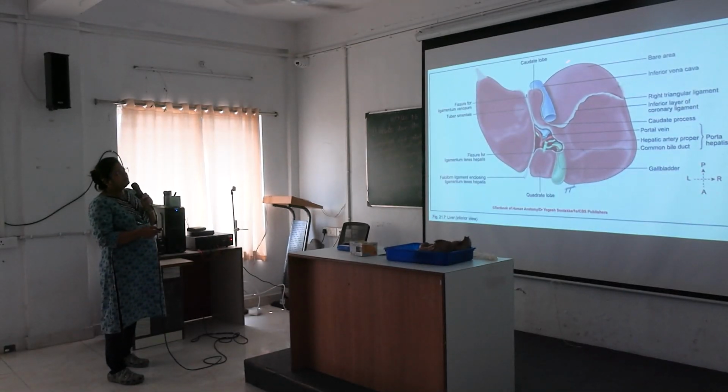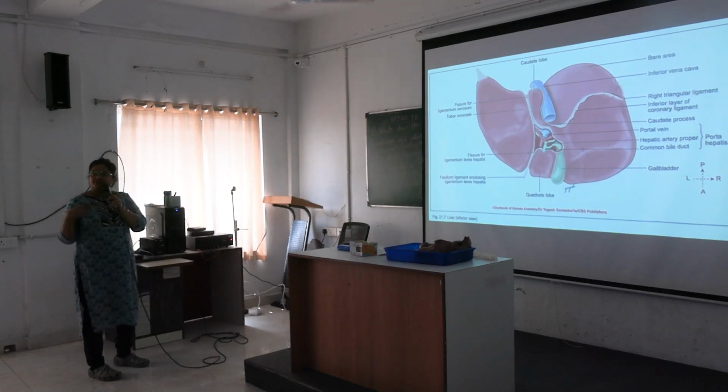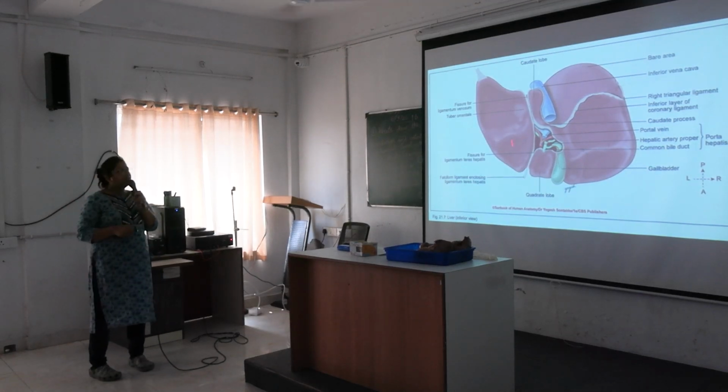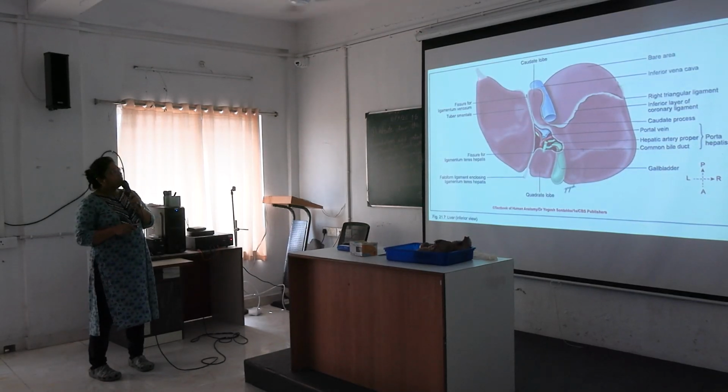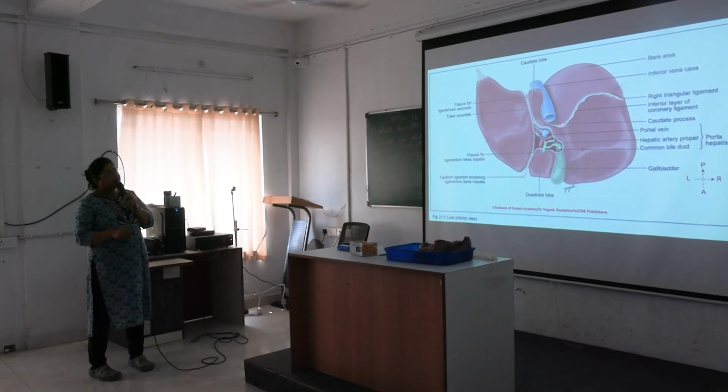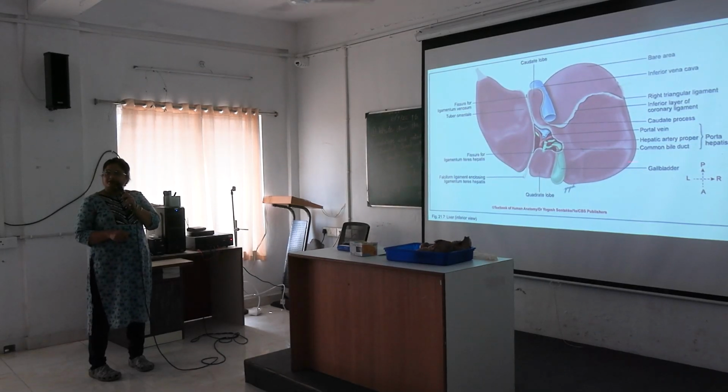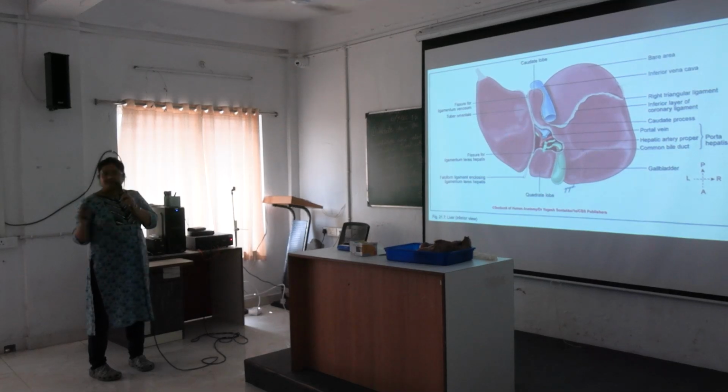And this part is the posterior surface. Sometimes one posterior border is also described, that is lying between this visceral surface and the posterior surface. It is passing just above the gastric impression, then through the porta hepatis, lower margin of this vena cava groove, lower margin of the caudate lobe and lower margin of this fissure for ligamentum venosum, then along the lower part of the bare area. This border is called the posterior border.